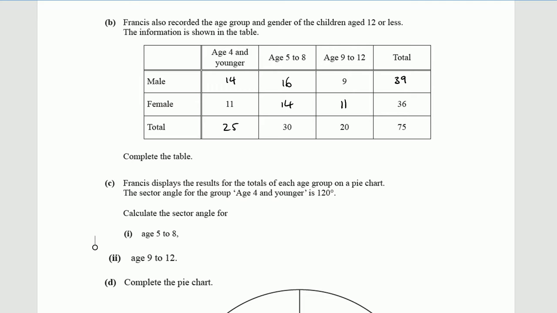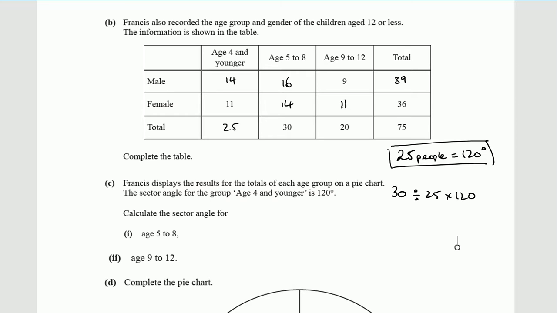So what we know right now is our conversion: age 4 and younger, which is 25 people, is equal to 120 degrees. That's my exchange rate between people and angle on my pie chart. So for ages 5 to 8, I've got 30 people. Well, to get away from the people, I have to divide by the people number. And to get into the angle, I have to times by the angle number, just like we did with our exchange rate questions earlier on.